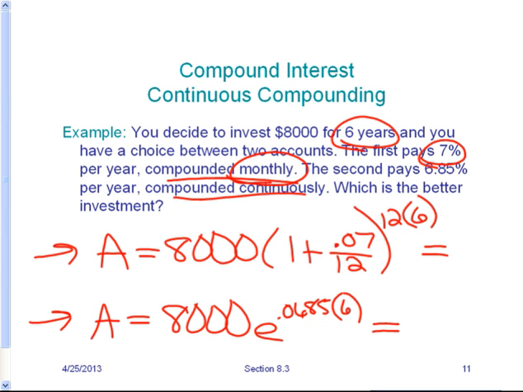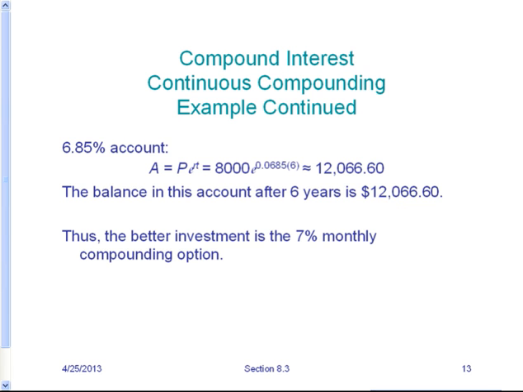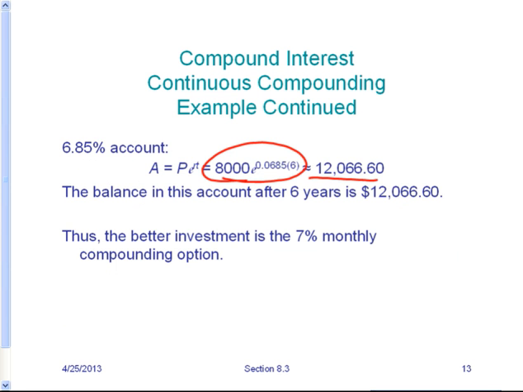All right. So at the 7%, I end up with approximately $12,160. If I have continuous compounding, I again end up with $12,000, but not quite as much. I only got $12,066. So the first one at 7% was a better deal. So better investment, more money.